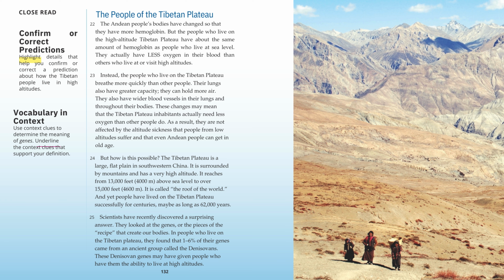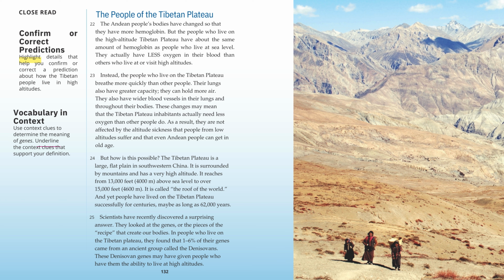Scientists have recently discovered a surprising answer. They looked at the genes, or the pieces of the recipe that create our bodies. In people who live on the Tibetan Plateau, they found that 1 to 6% of their genes came from an ancient group called the Denisovans. These Denisovan genes may have given people who have them the ability to live at high altitudes.